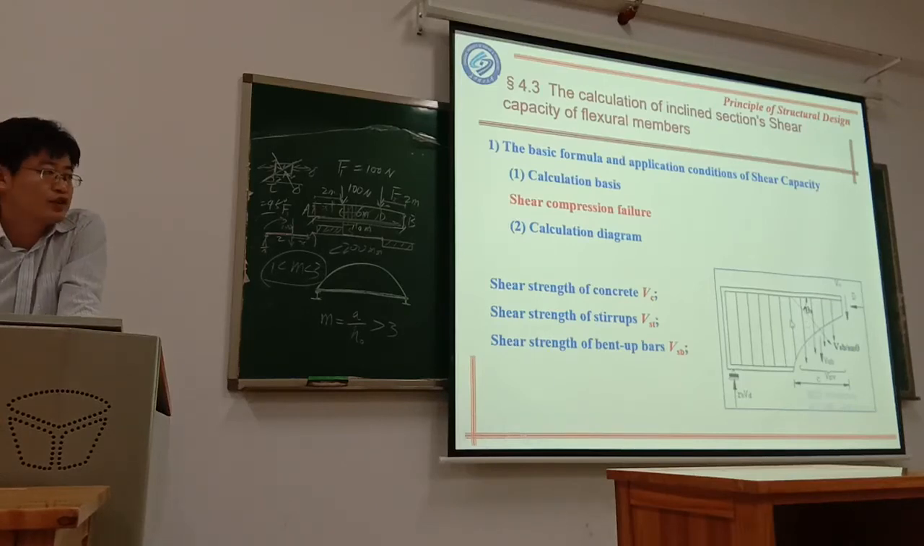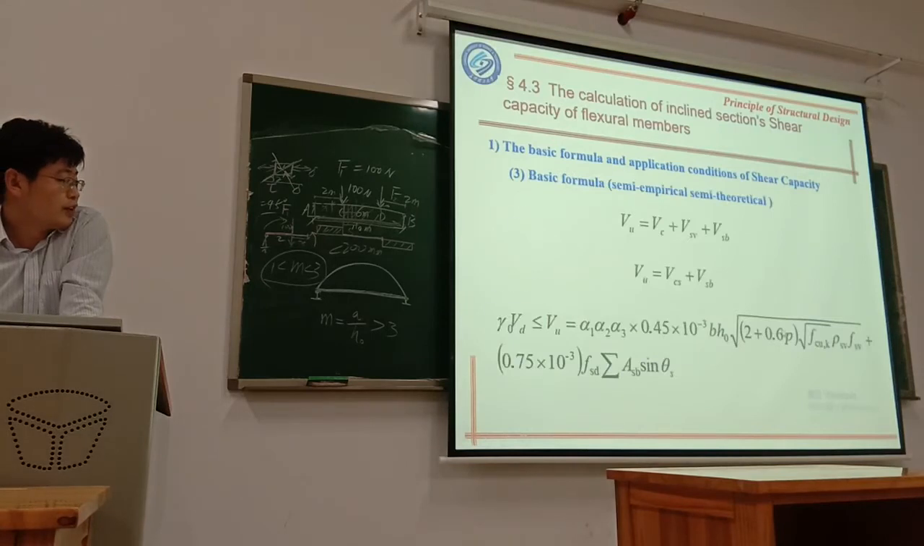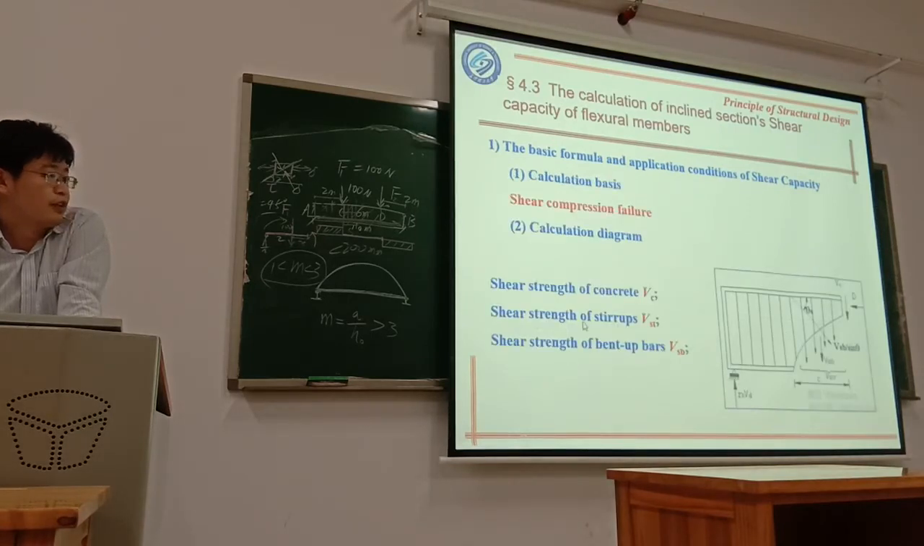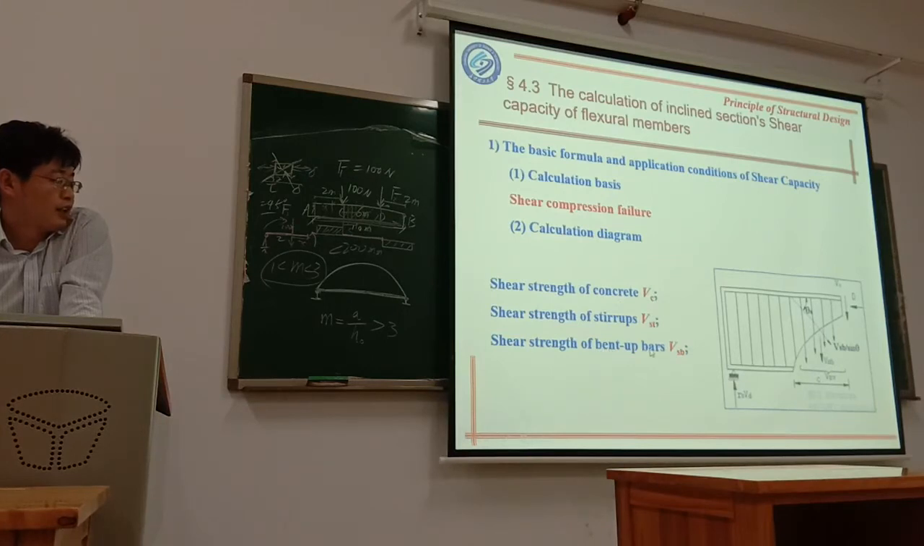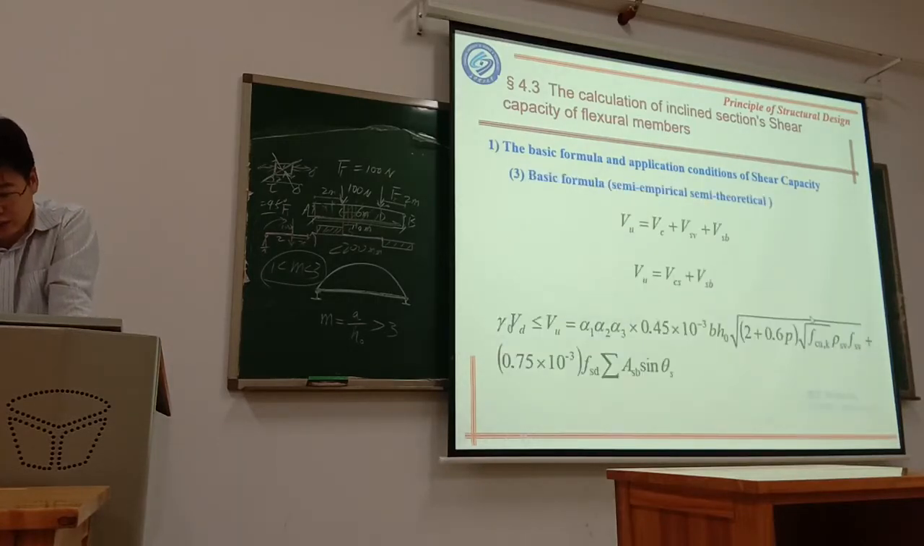So the difference for these two is that the former two parts are in the vertical direction. This third part is in the oblique direction. We need to decompose this force. So finally we got the shear force Vu equal to alpha 1, 2, 3, and this equation. For this equation, see your book on page 85. What's the meaning of this?